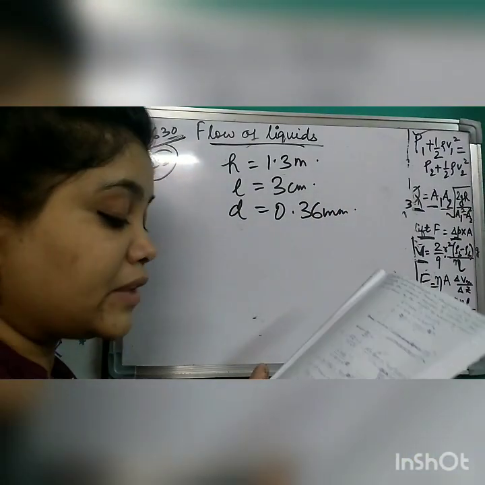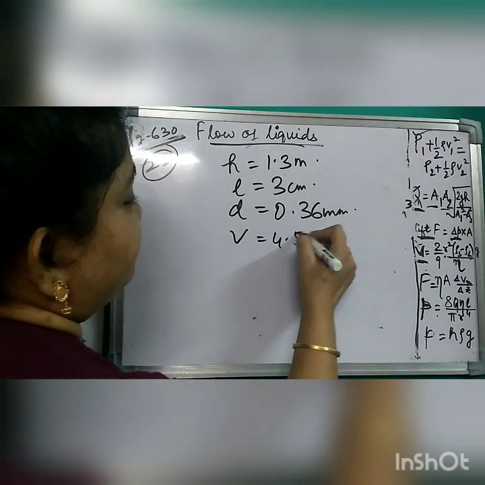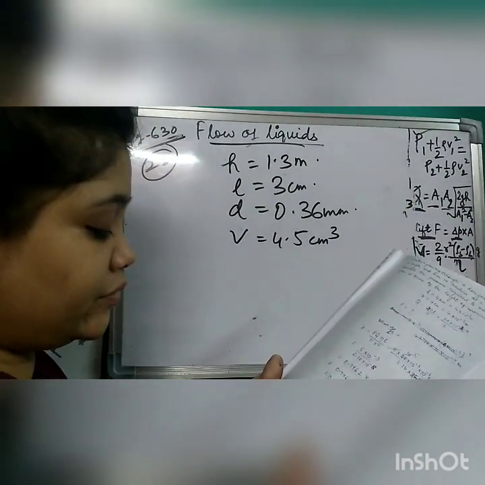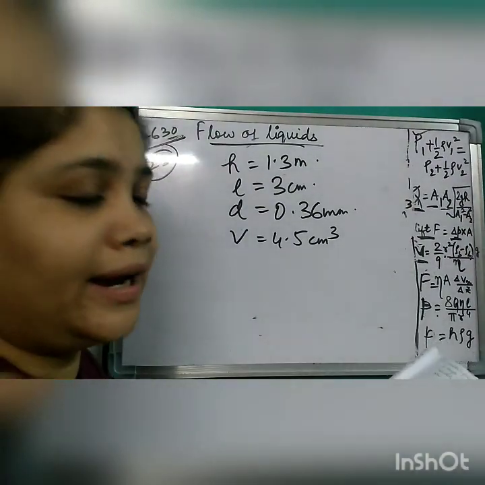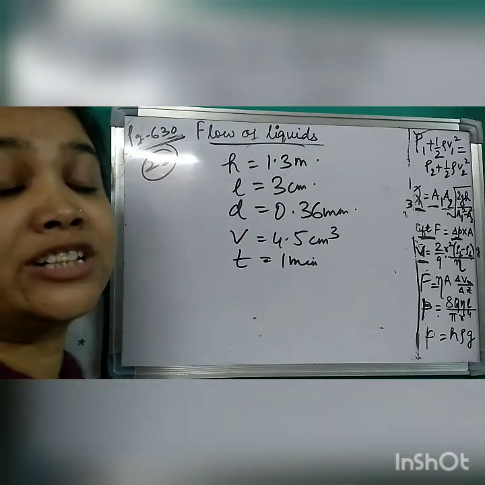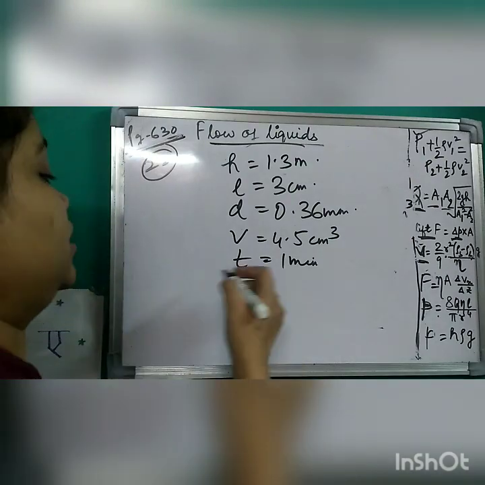0.36 millimeter, and 4.5 centimeter cube. Obviously, you know it's the volume, 4.5 centimeter cube of blood is passing through the needle per minute. That means time is 1 minute. So there are lots of conversions in this sum. Calculate the viscosity of blood.